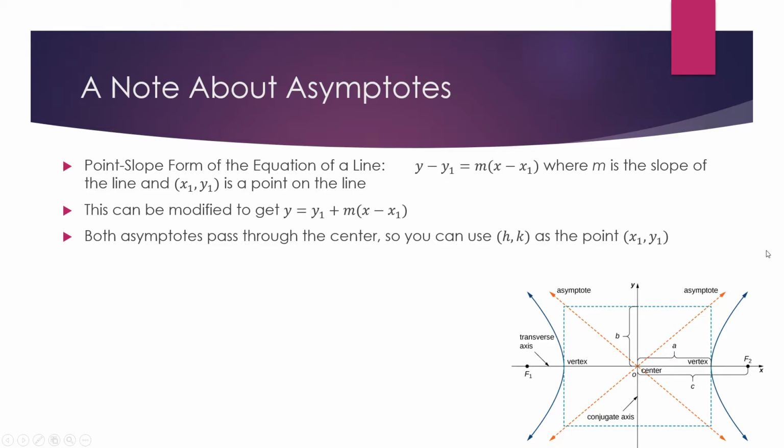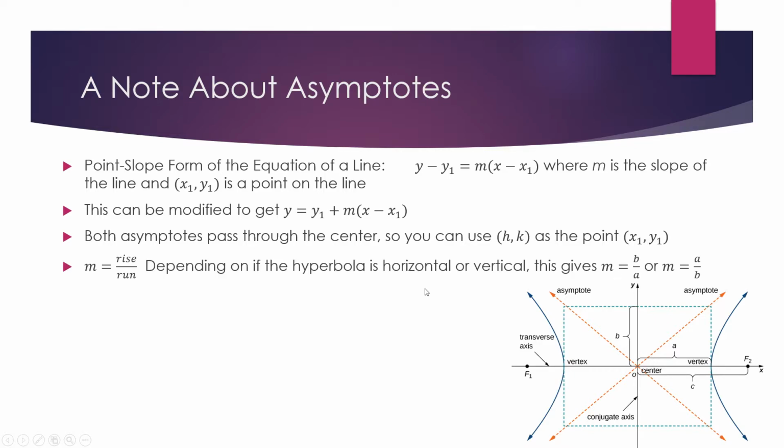Because both of the asymptotes of a hyperbola will pass through the center, you can use the coordinates of the center h comma k as your point x1, y1. m is our slope, rise over run. Well, in a horizontal hyperbola, our rise is going to be going up b, and we're going over a to go from the center to the corner of where our asymptote is going to pass through. In a vertical hyperbola, your rise would be a and your run would be b.